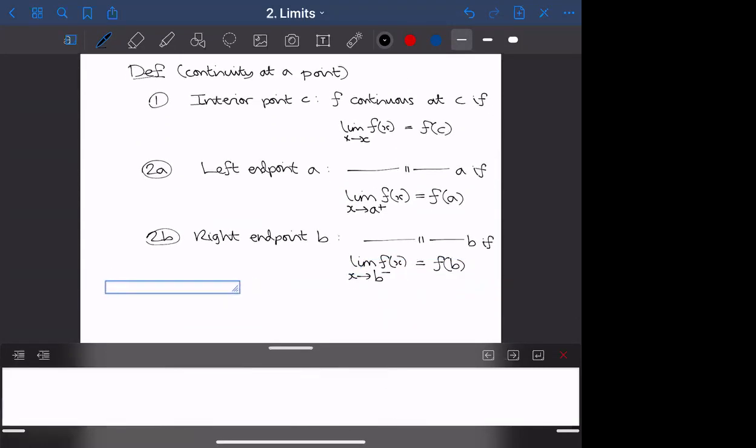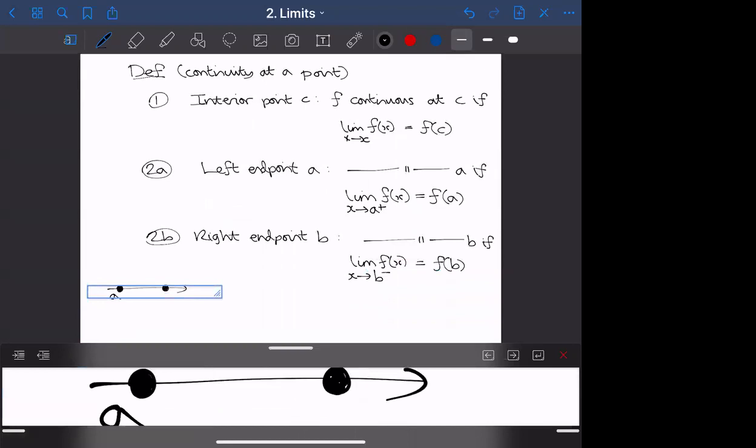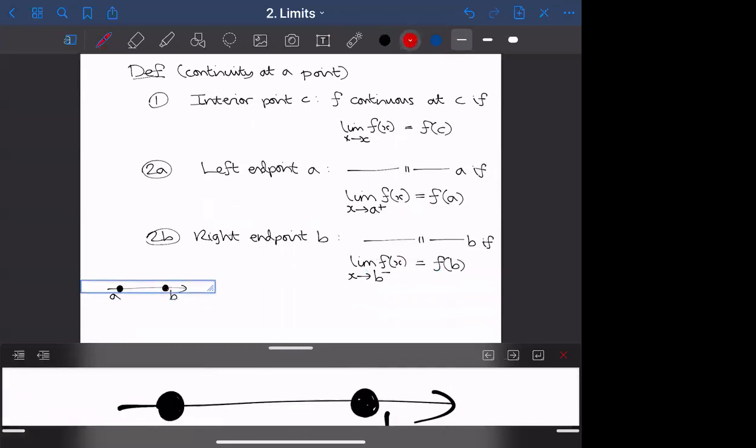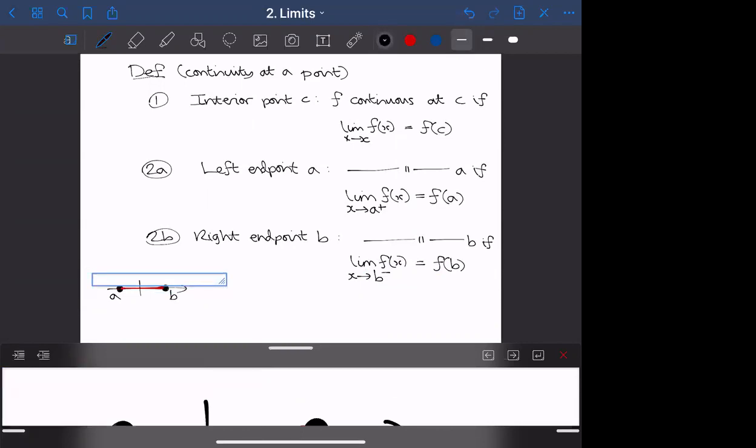Okay, so drawing a picture. The domain here could be from A to B, and I'm taking a point C in the interior of the domain.